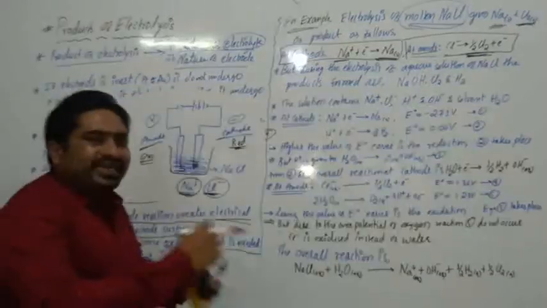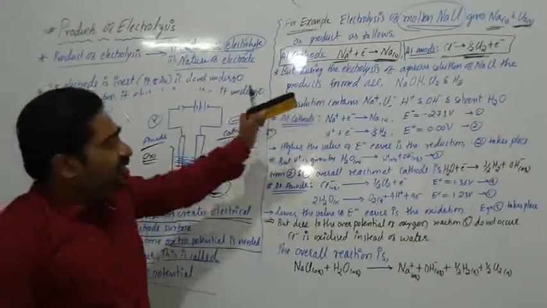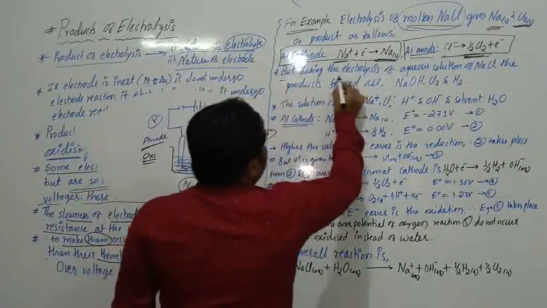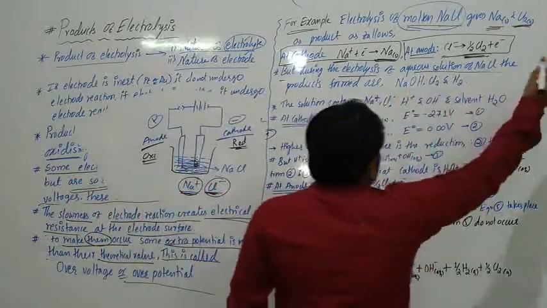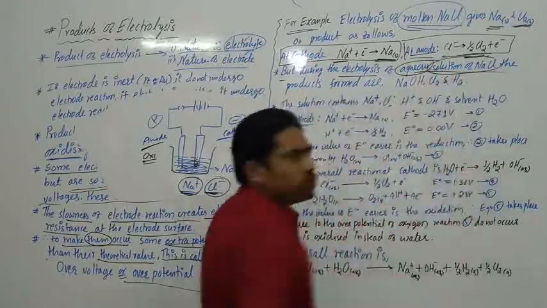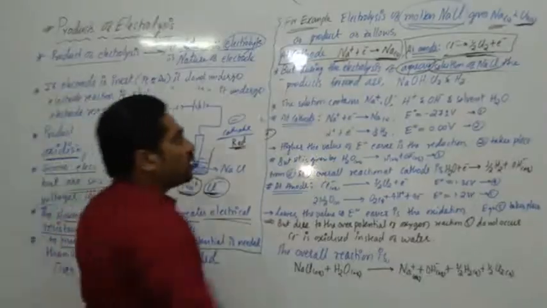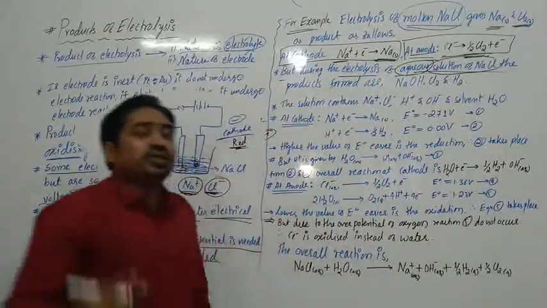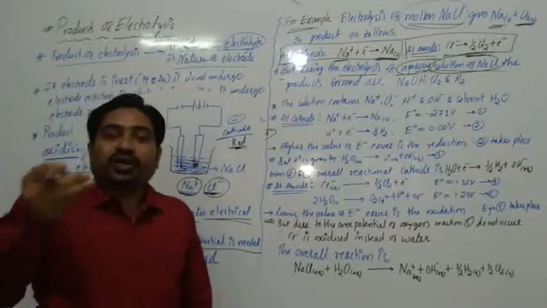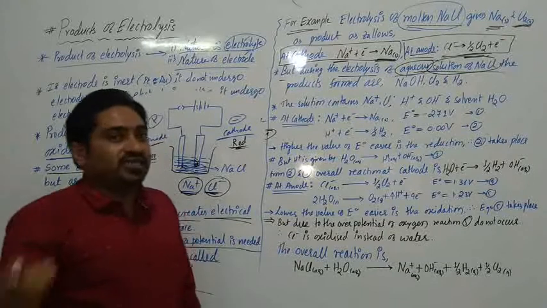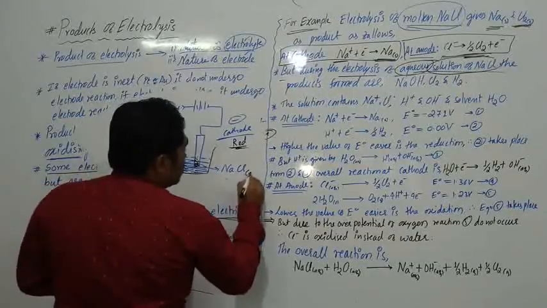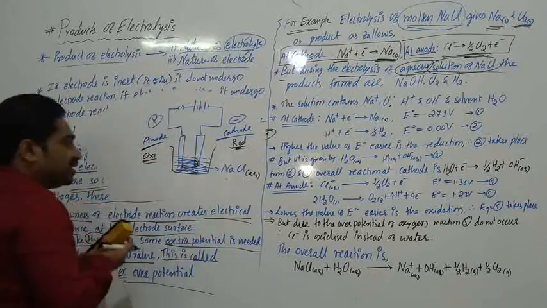Okay, so let us see the very same example in a different manner. During the electrolysis of an aqueous solution of NaCl, now I am going to electrolyze an aqueous solution. Aqueous solution of NaCl means what? Aqua means water. When sodium chloride is dissolved in water, it is called an aqueous solution. So now my solution is an aqueous solution, isn't it?